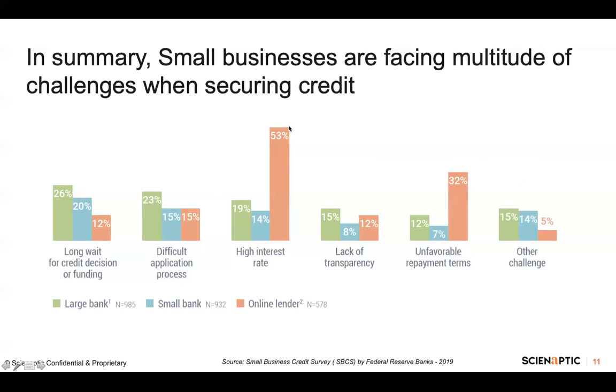However, there are other areas where online lenders do not rank as well against the large or small banks, especially in the areas of the interest rates being charged or the repayment terms on the loans. So very powerful in terms of what are the strengths and weaknesses of online versus classic lenders across the space, as shown through the survey results.